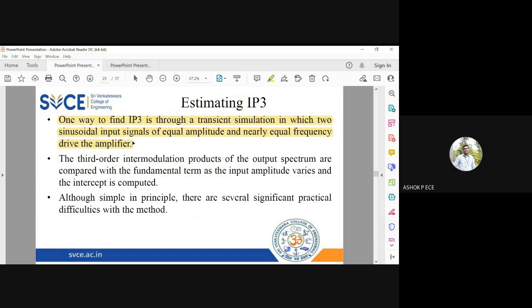You have a lot of software available, MATLAB, PSpice. So one way to simulate: send two sinusoidal input signals to your amplifier and find the spectrum. Spectrum is measuring the frequency versus power. So plot the spectrum, frequency versus power. You will have a lot of frequencies. The fundamental frequency will have a lot of power, then the subsequent harmonics will have lesser power.